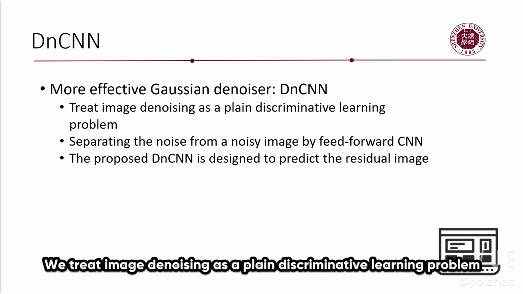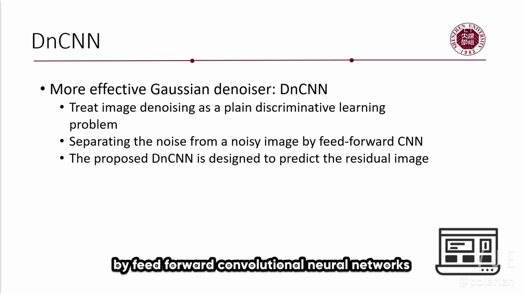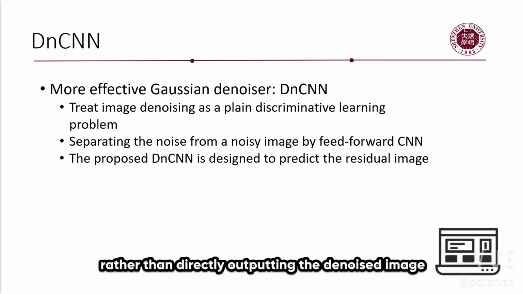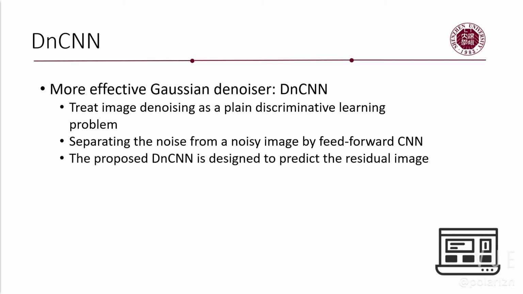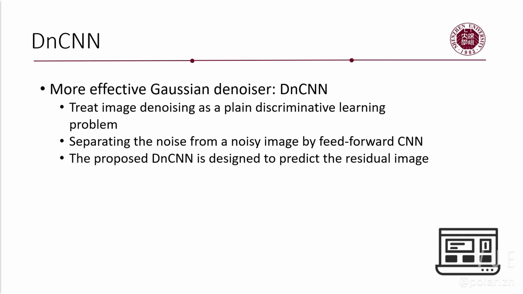We treat image denoising as a plain discriminative learning problem, to be specific, separating the noise from the noisy image by a feed-forward convolutional neural network. Rather than directly outputting the denoised image, the proposed model is designed to predict the residual image. In other words, DnCNN implicitly removes the latent clean image with the operations in the hidden layers.